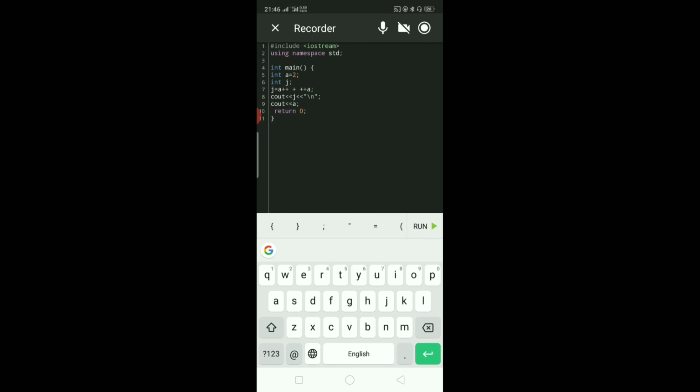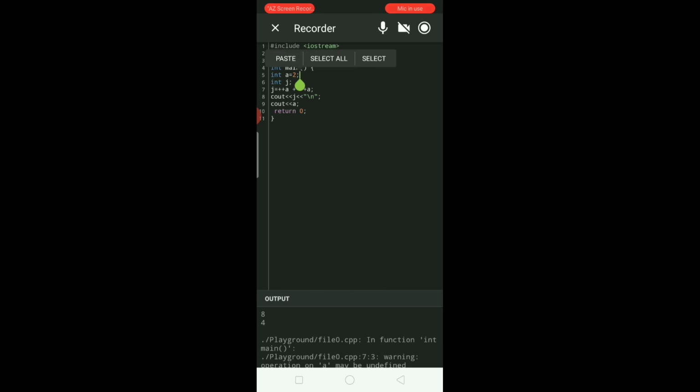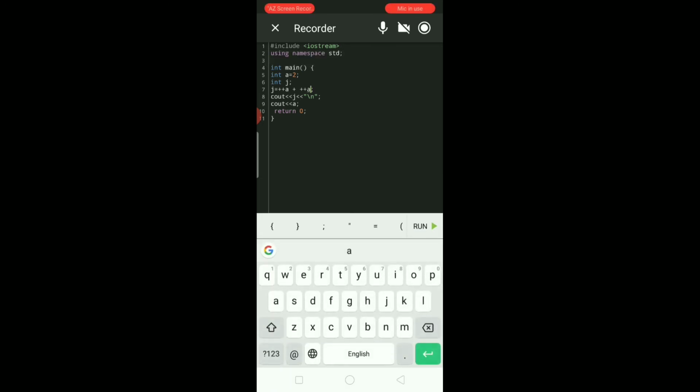And suppose both are prefix, then what will happen? Here 2 prefixes are there, so you will use 2 plus 1 is 3, 3 plus 1 is 4, 4 plus 4 is 8. The value of J will become 8. See here, 8, yes, and A will be 4 because of 2 incrementations. So in case of both prefix, you first calculate the prefix, 2 times, so your value will be 4, and then put the values in, 4 plus 4, like that.